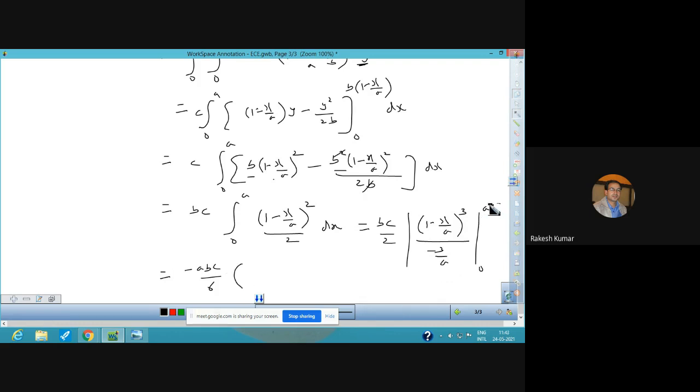Put the upper limit a here. When you substitute a here, a over a will give you 1 and 1 minus 1 will give you 0. And when you substitute 0 here, you will have 1. So the volume comes out to be abc upon 6. So this is the required volume of the tetrahedron bounded by the coordinate planes.